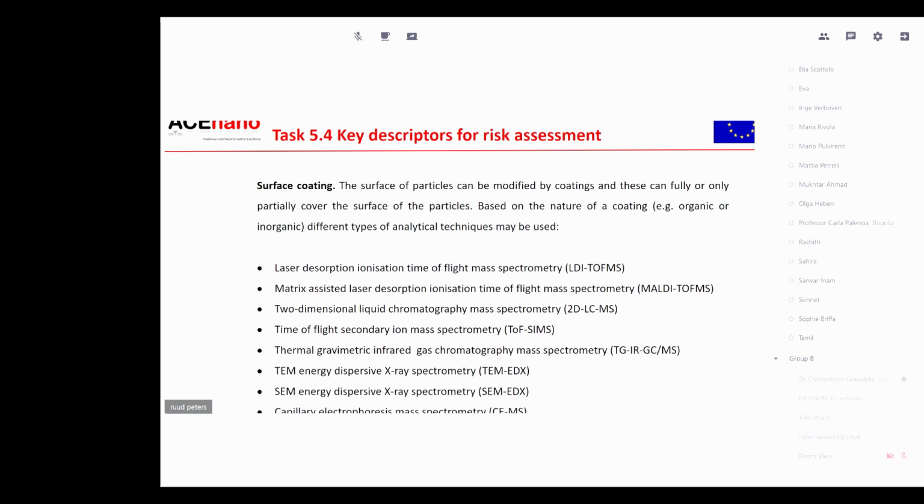The two electron microscopy methods are being used, and the last one here is again capillary electrophoresis combined with mass spectrometry.